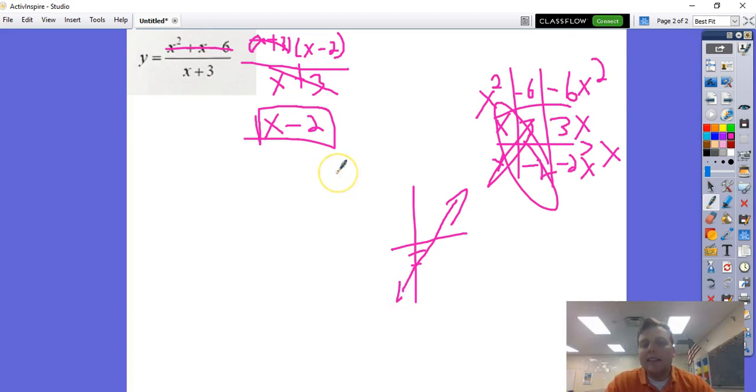Except I came from this, and so I canceled out x plus 3. So that means even though I look like a line now, there's a hole in my graph. The question is, where is this hole in my graph?